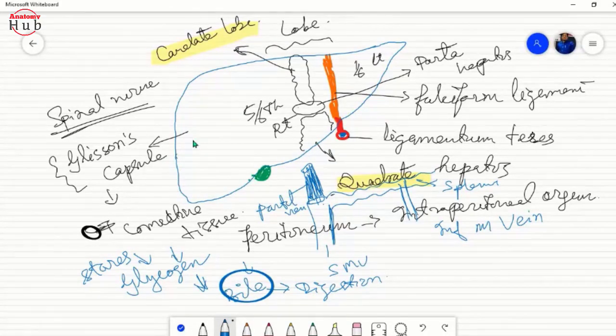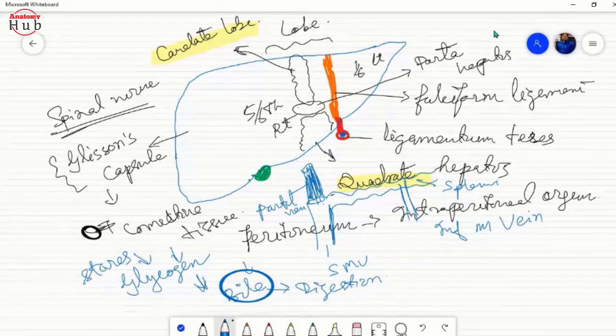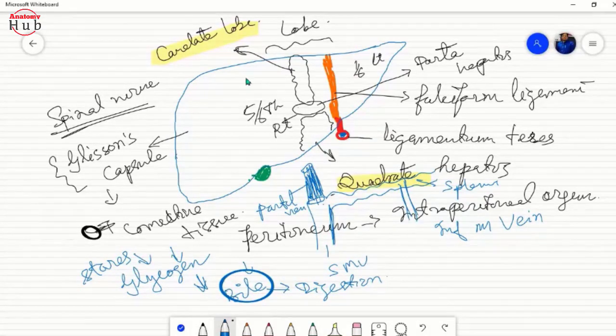Okay. Now, yes. Sir, can you explain the spinal nerve part? I didn't understand that. I'll come to that point during the innervation, but you just remember here, this liver is actually covered by the Glisson's capsule. So what is this Glisson's capsule? Glisson's capsule is nothing but strong connective tissue.